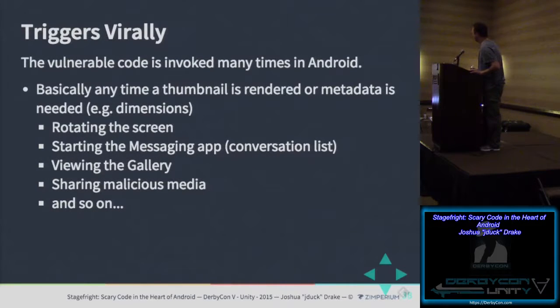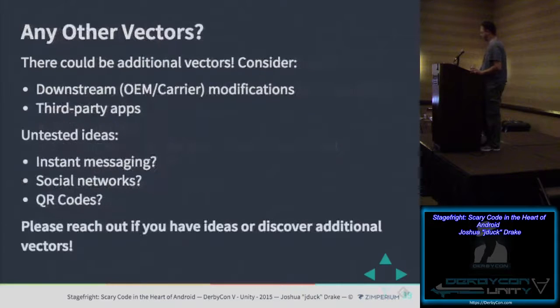So I already covered that. Triggers virally. If you touch the video, it again triggers the vuln. If you open the gallery, oh, yep, there you go again. So it's really viral, and that alone is freaky to me. Very scary. So are there any other vectors? I didn't even really explore fully all the vectors. I'm like, MMS, that's good enough. I don't need to worry about any of these other vectors.